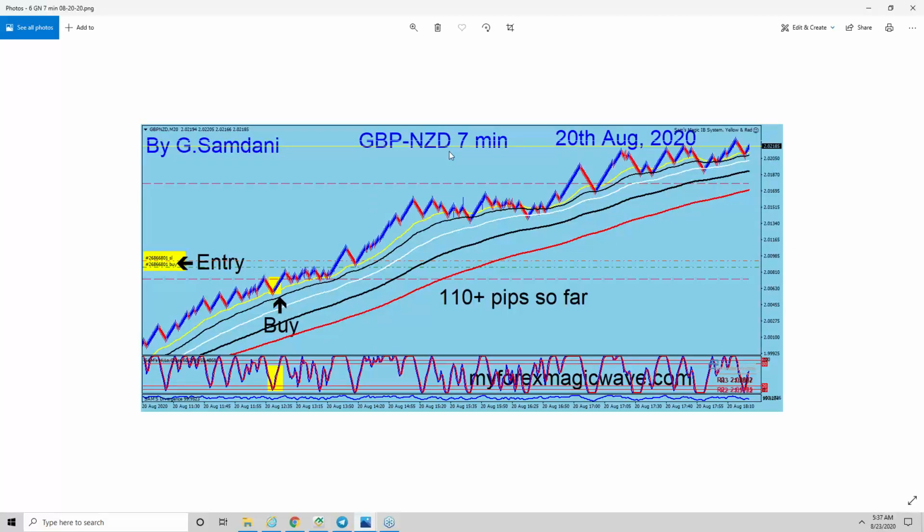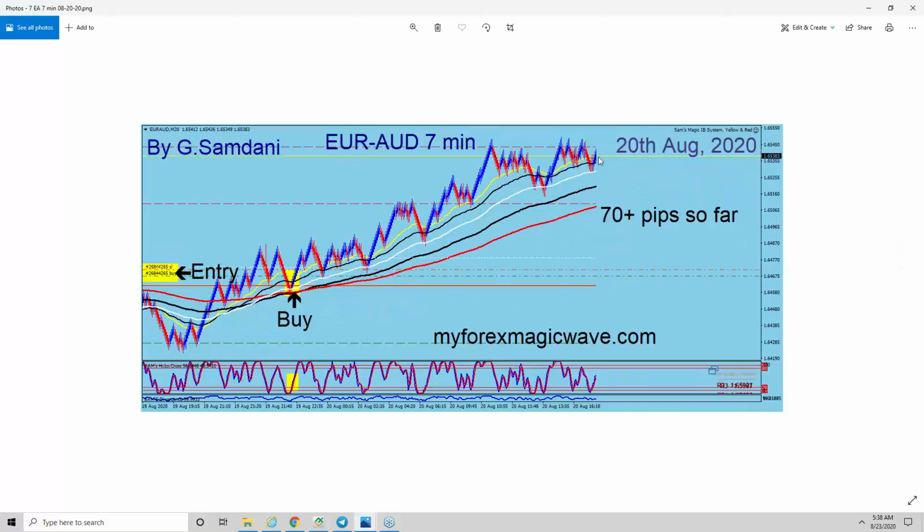All these pound pairs went up because of the pound strength. And this is for 110 pips. You can see the buy order, SL moved to break even plus all of that, right? And this is the setup. Here on the 20th, this Euro-Aussie from the 7-minute chart, same kind of pattern, same kind of setup for 70 pips to the upside.